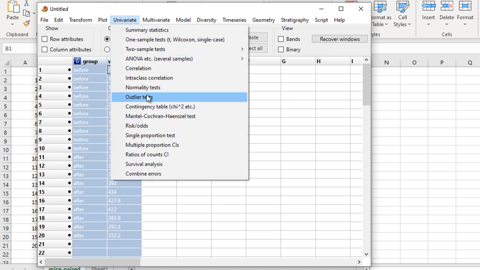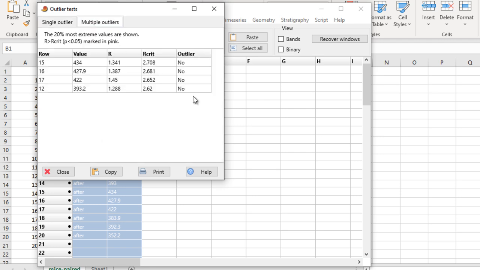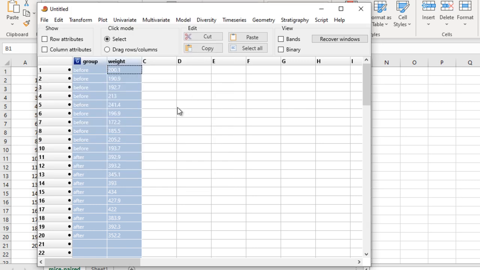Okay, for outlier now. All right, outlier. So outlier passes as well. You can see no significant outlier for each of them. For multiple also you can look at it. No significant outlier, which means it passed the outlier test. So we can go ahead and use this one for the paired t-test now.